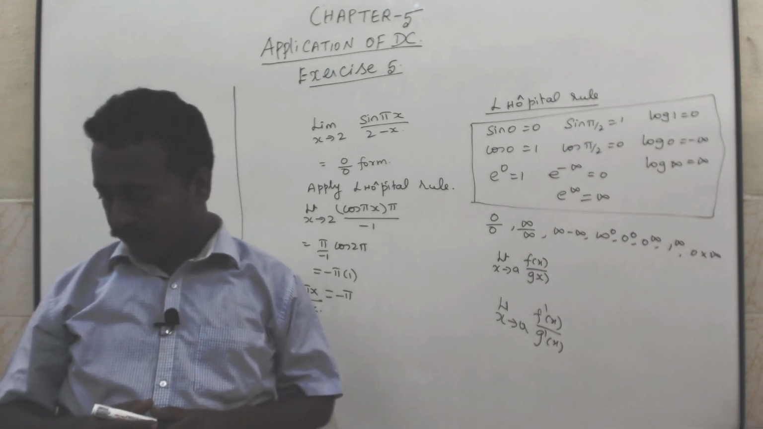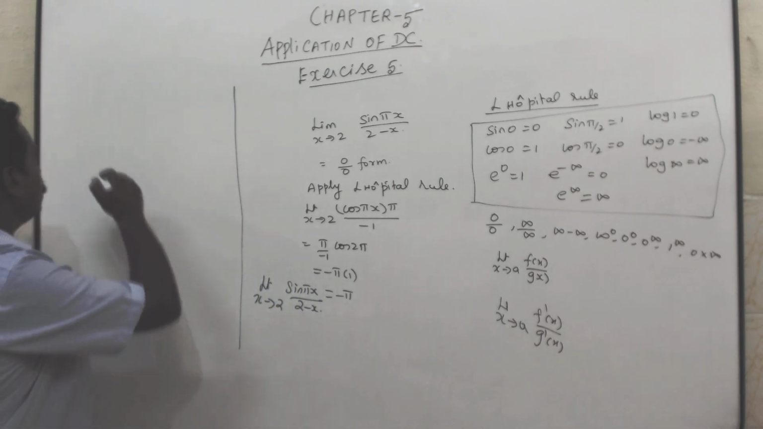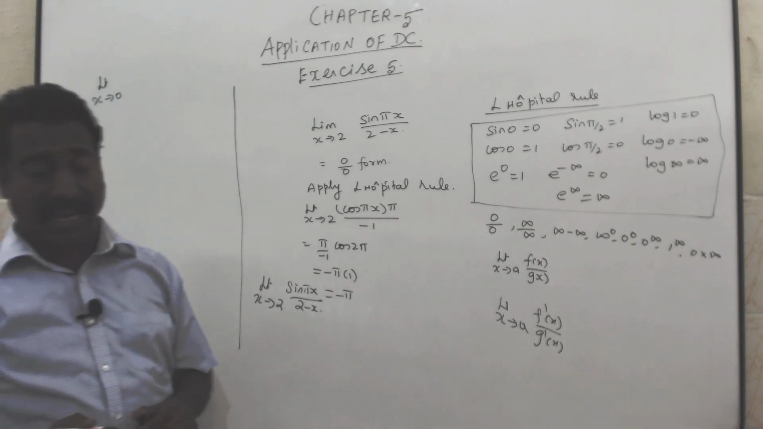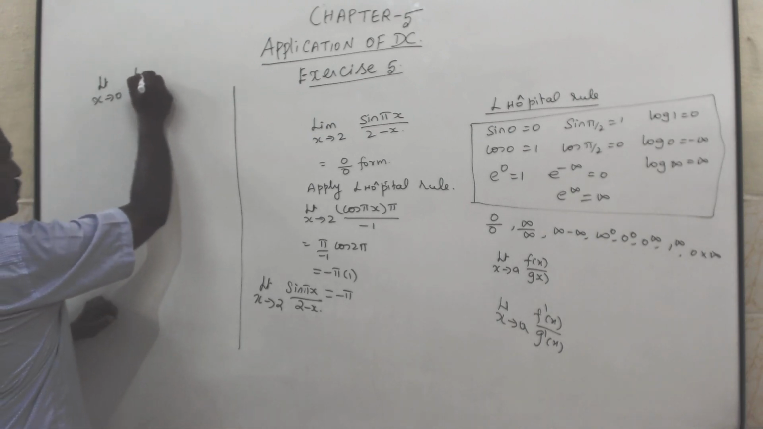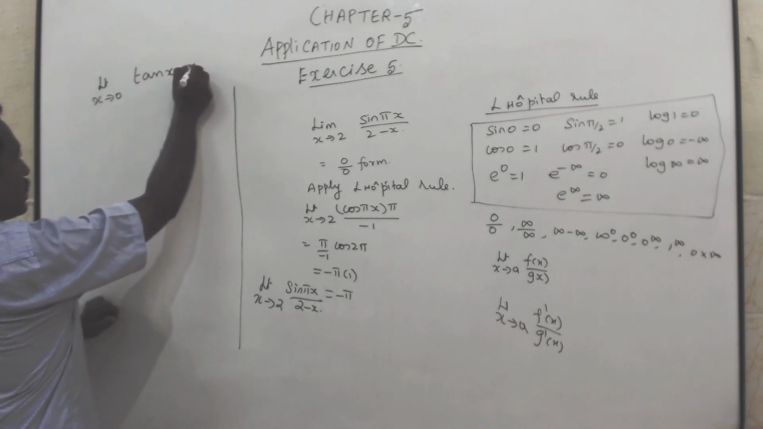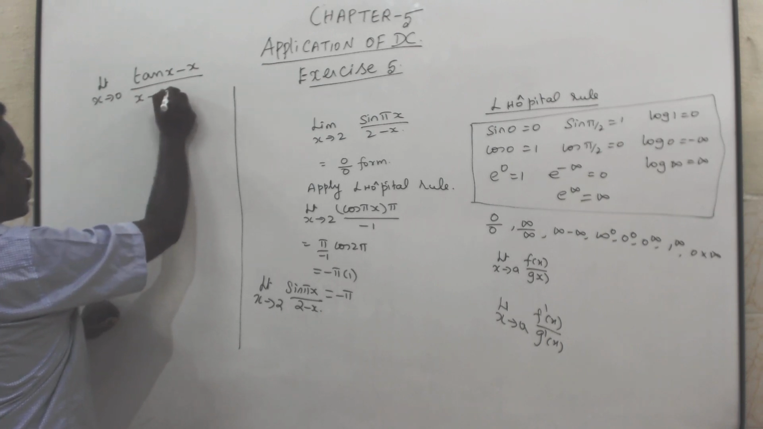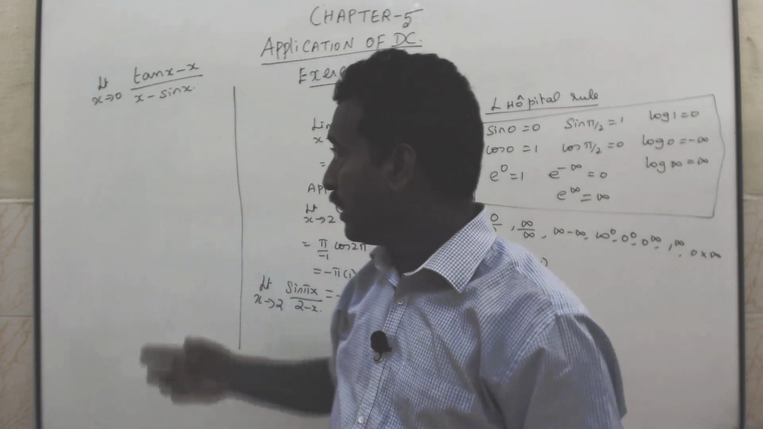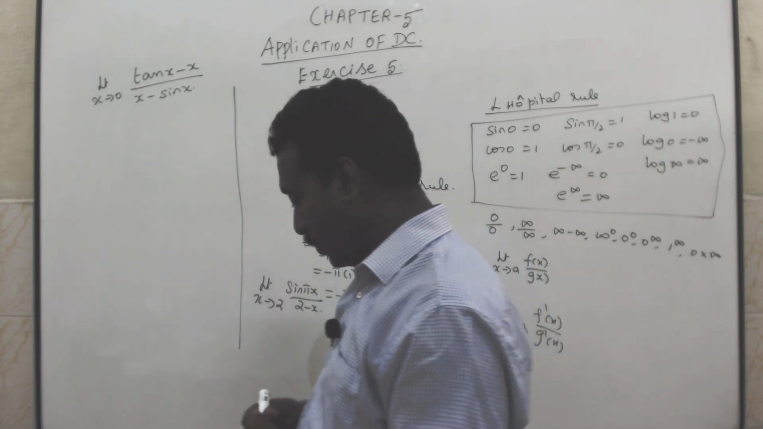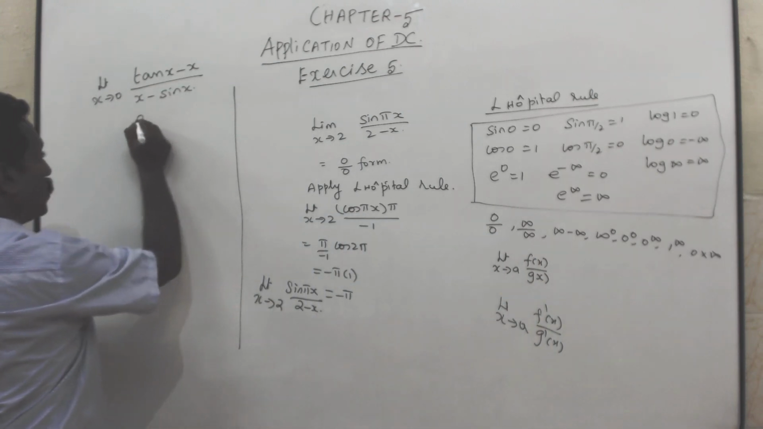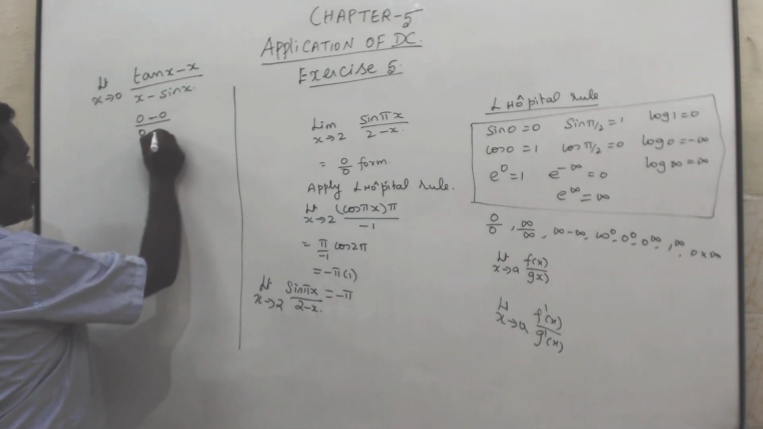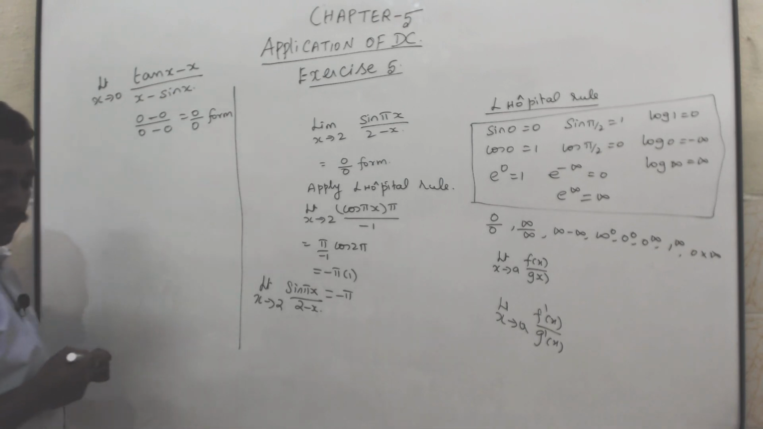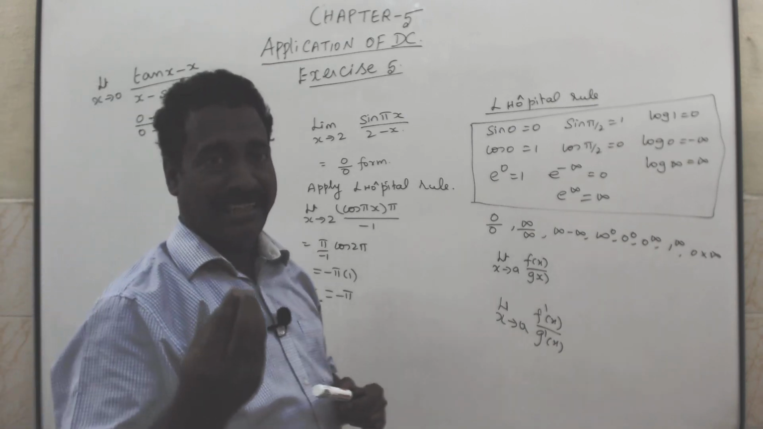Question number 2. Limit x tends to 0 of (tan x minus x) by (x minus sin x). What is the first step? Substitute the limit. When we put 0, tan 0 is 0, 0 minus 0, sin 0 is 0, so it is 0 by 0 form. 0 by 0 form means it is indeterminate form.